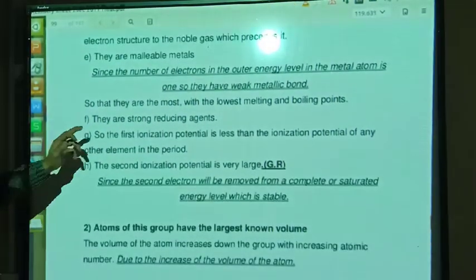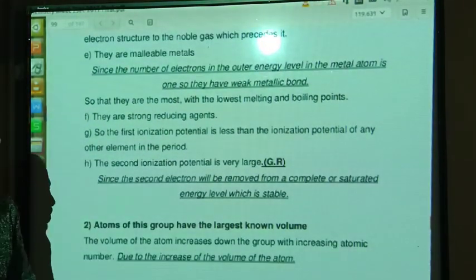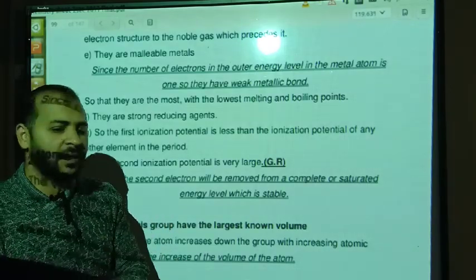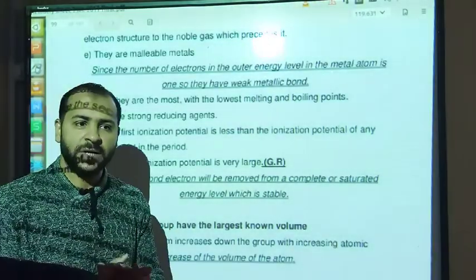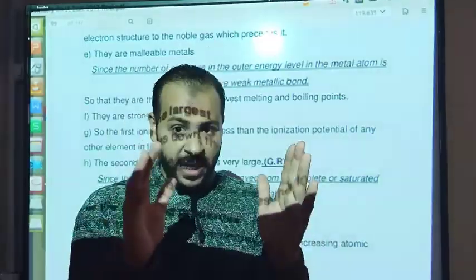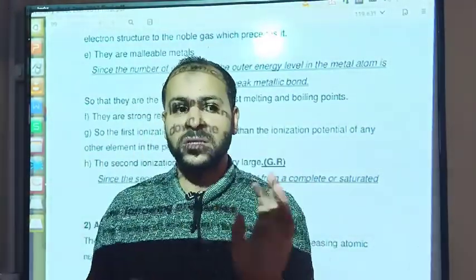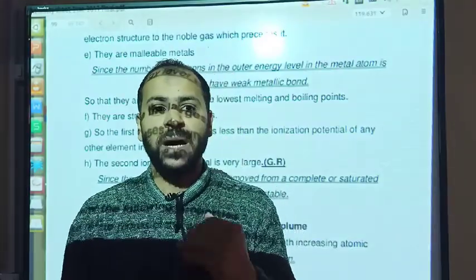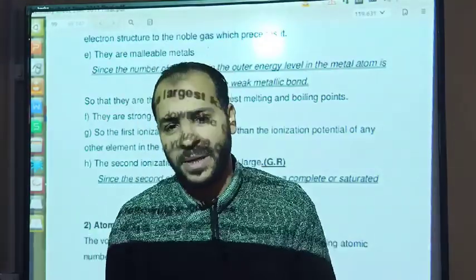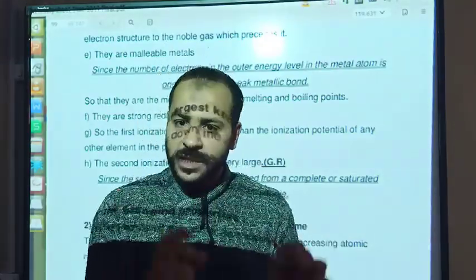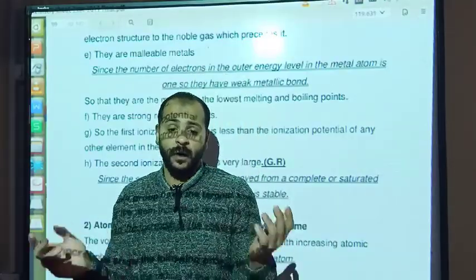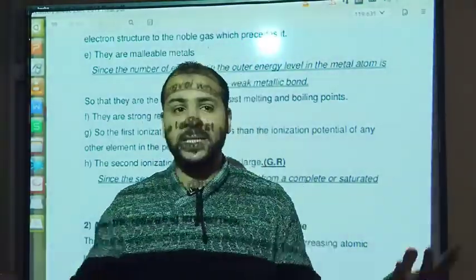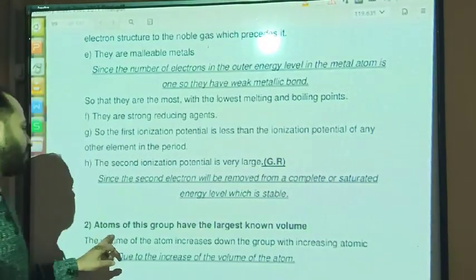Okay, the first ionization potential is small. What about the second ionization energy? The structure is noble gas ns1. The first ionization energy makes it lose one electron, so it becomes similar to the nearest noble gas. So the second ionization energy will be very large. Why? Because it breaks a complete energy level.